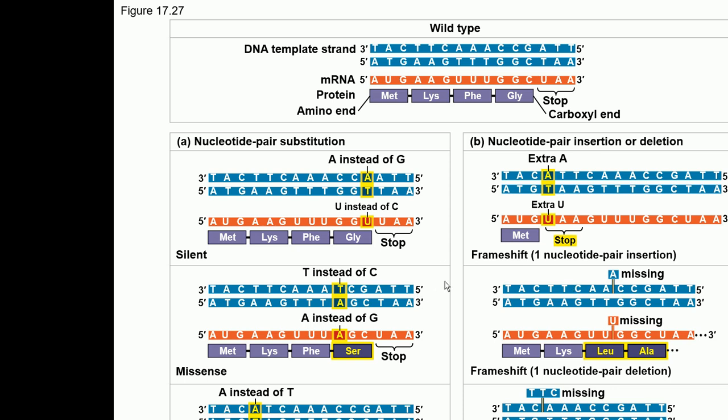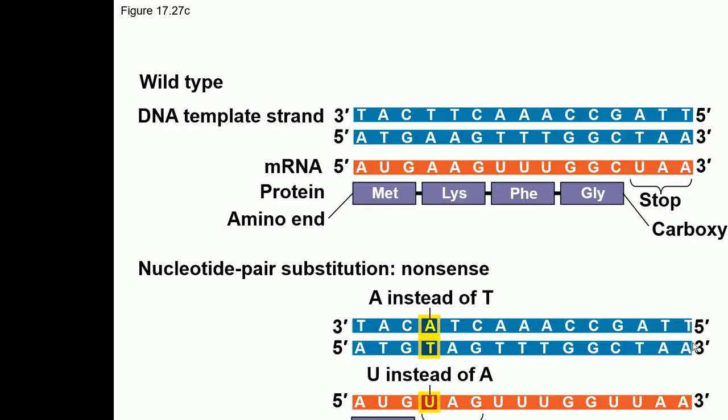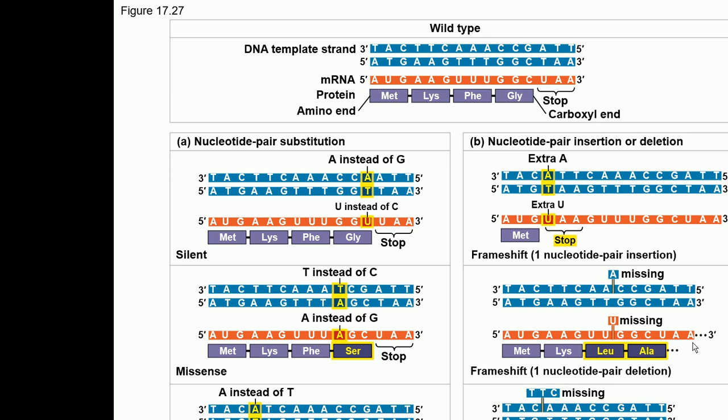Because of this, A is missing here, and U is missing here. After this, the whole reading frame changes. So these kinds of mutations are called frame shift mutations. Suppose here this full codon, these three nucleotides are missing. TTC is missing, and as a result of that, AAG is going to be missing. AAG codes for lysine. So as a result of that, one complete amino acid will be missing.